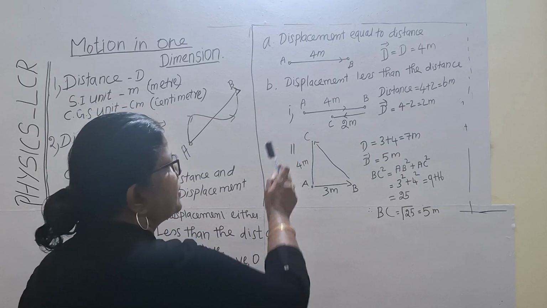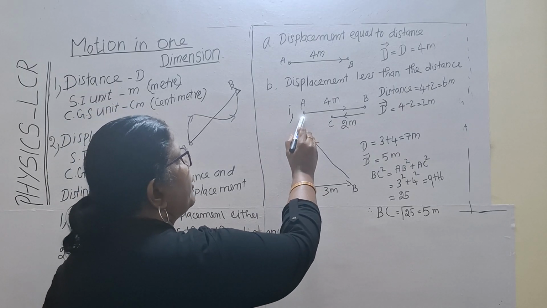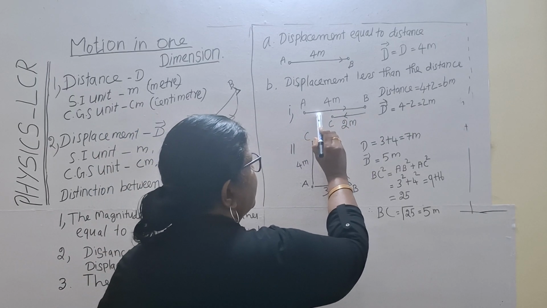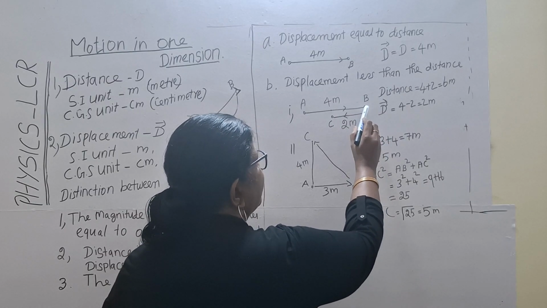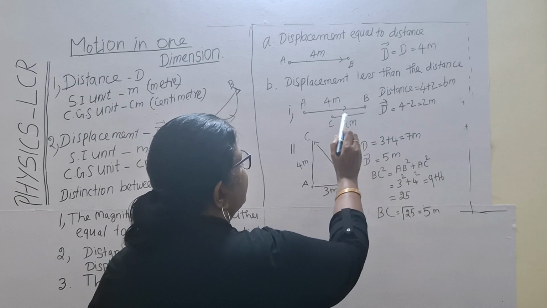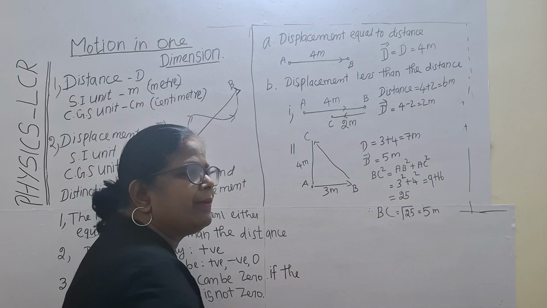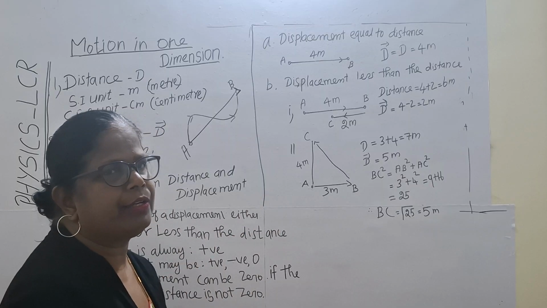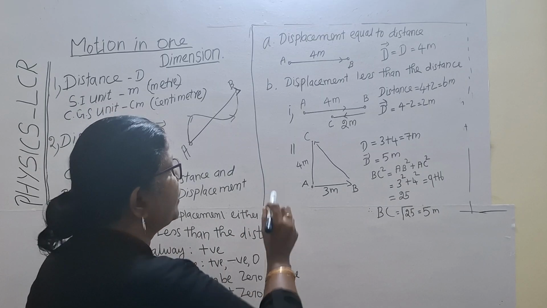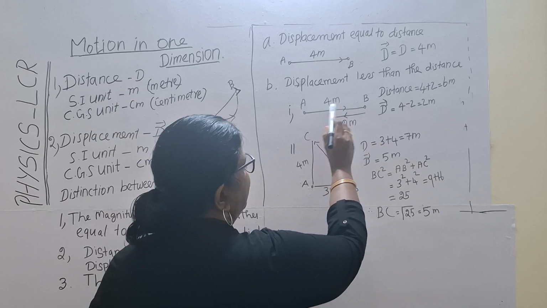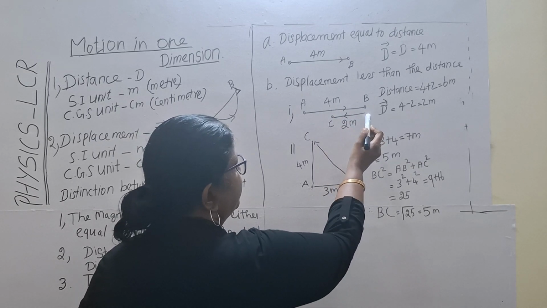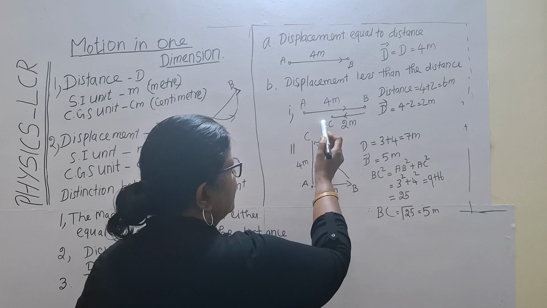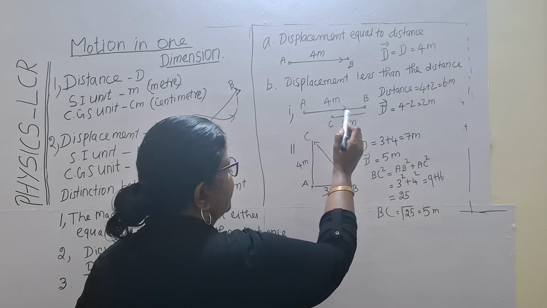Here I have given two examples. In the first example, the body starts from position A and goes to position B in this direction. Next it travels from B to C, coming back. In physics, one direction is always considered positive and the other negative. Here A to B is considered the positive direction, and then the body returns from B to C, reaching position C, which is 2 meters.